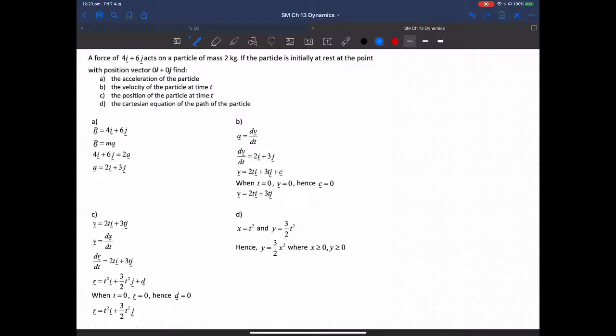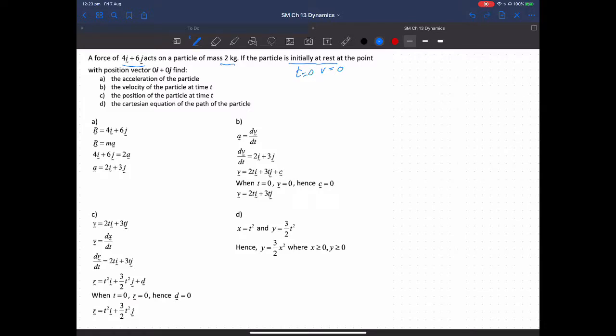This is a question from your textbook. We're told a force of 4i plus 6j acts on a particle of mass 2 kilograms. The particle is initially at rest, so t equals 0, v equals 0, at the point with position vector 0i plus 0j. Find the acceleration of the particle.